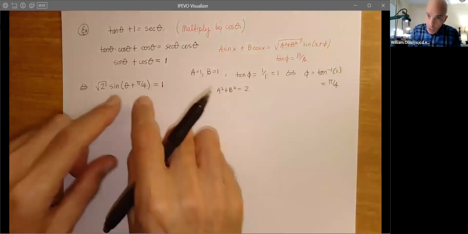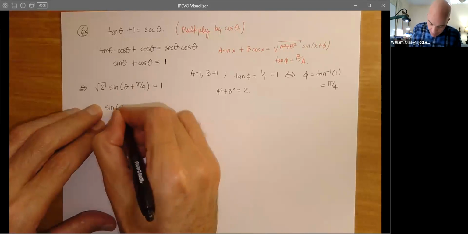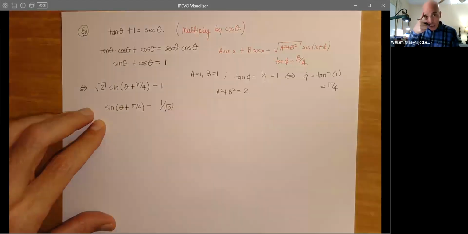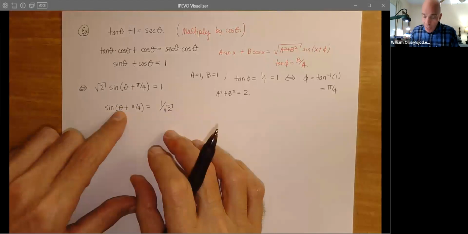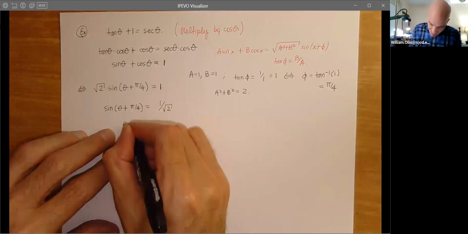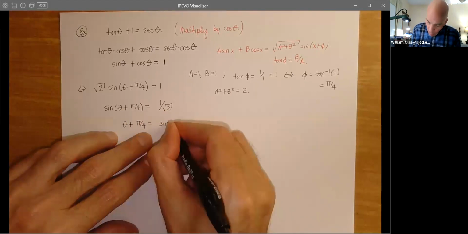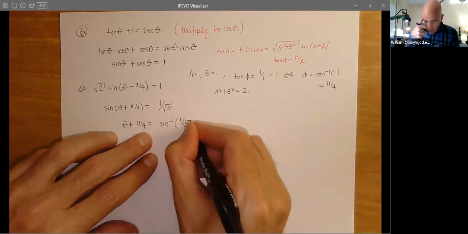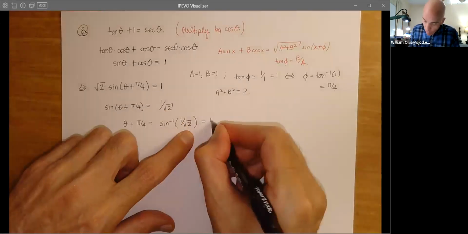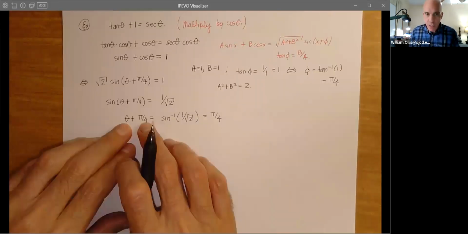So now let's just divide by root 2 so we get a nice number. So sine of theta plus pi over 4 equals 1 over root 2. Well, that's a friend from the unit circle. So theta plus pi over 4 equals inverse sine of 1 over root 2. Well, what is that? That's in the first quadrant between 0 and pi over 2, which again is pi over 4. So now this is our argument, so to speak.